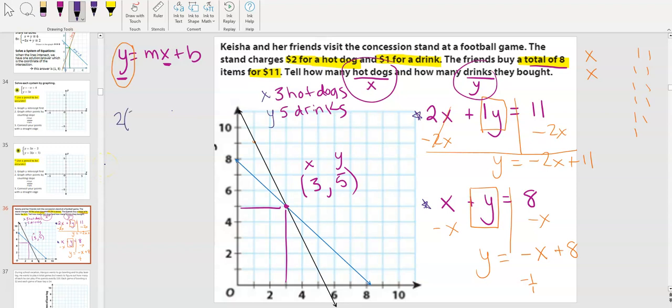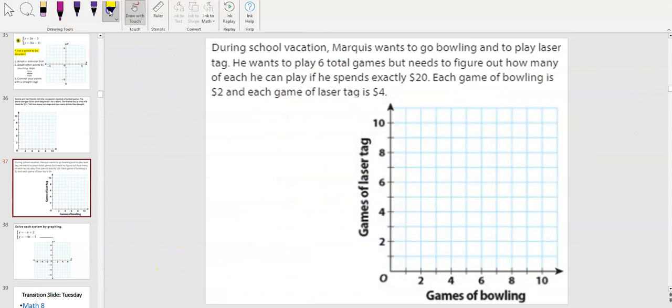So if 2 times 3 plus 5 equals 11, then I know I'm right. Okay, 6 plus 5, does that equal 11? Yes, I am right, because 11 equals 11. Then I'm going to do the second equation. Does 3 plus 5 equal 8? Okay, yes, 3 plus 5 equals 8. Because I checked my work, I know that I am correct, and I can be done with my problem. Okay. All right, let's do another example really quickly.